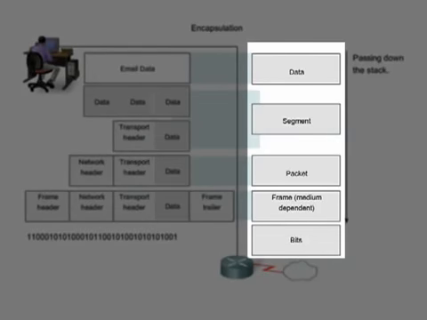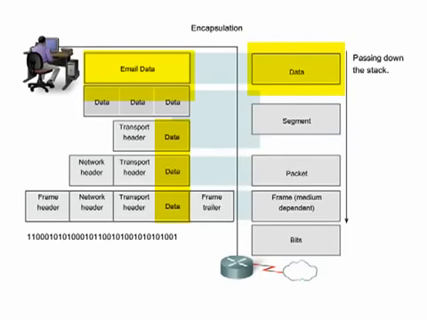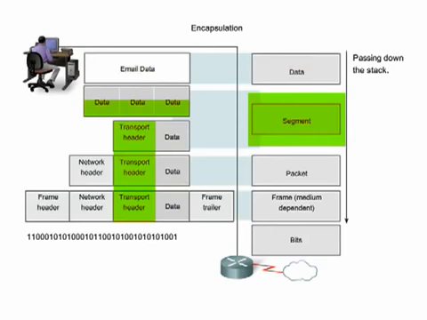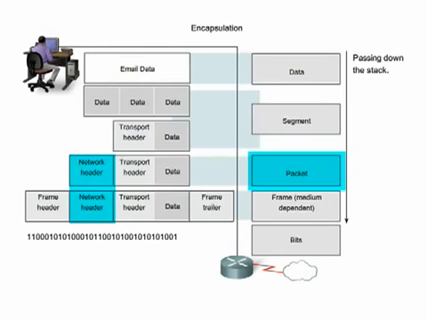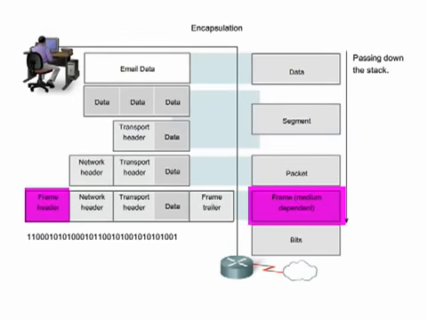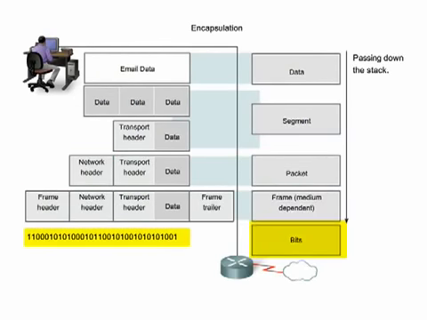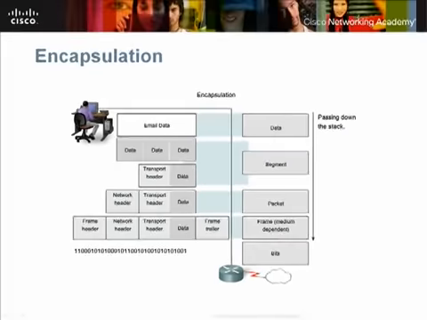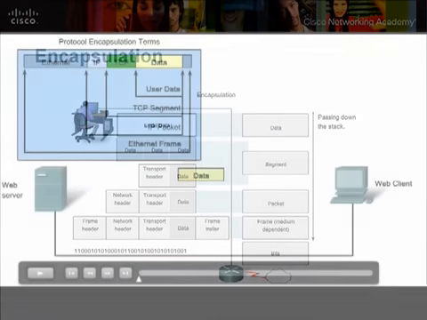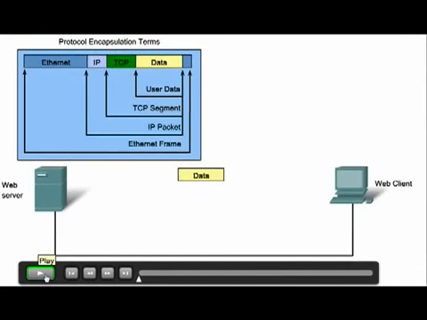As we look to the right of this graphic, we can see the names of the PDUs. Data is the term for a PDU at the application layer. The segment is a transport layer PDU. The packet occurs at the internetwork layer. Frames at the network access layer. And bits are PDUs when physically transmitting data over the medium. These terms will be important to know because network engineers use them to reference the layers of the network and in troubleshooting.